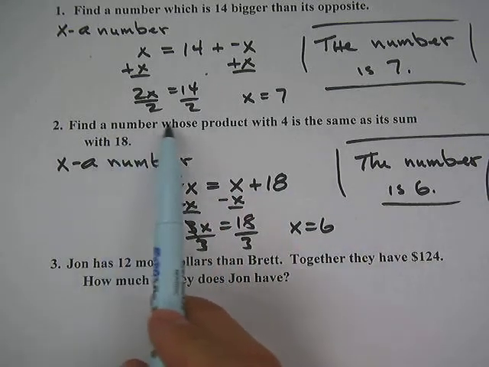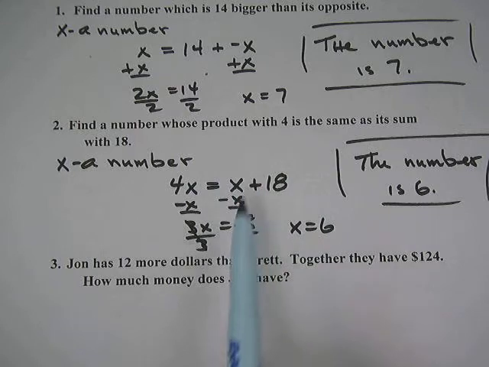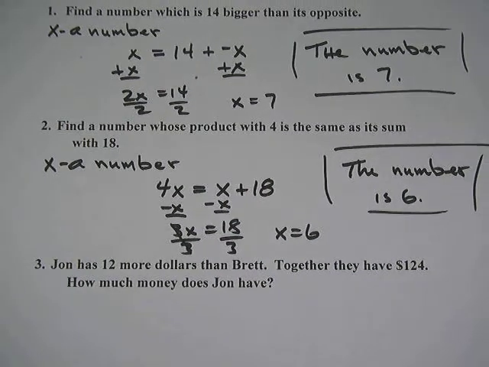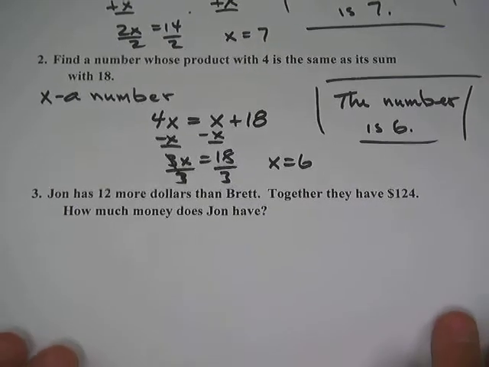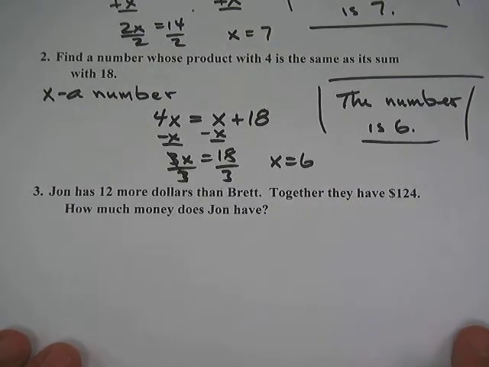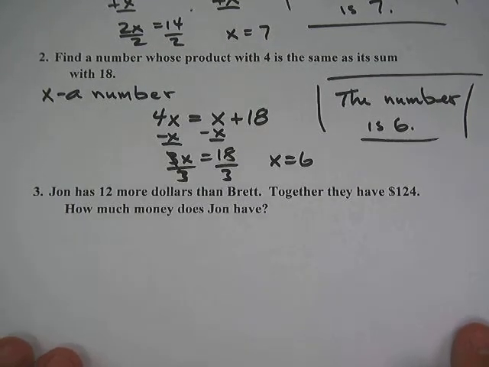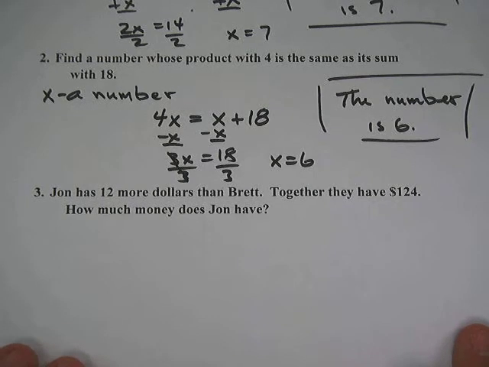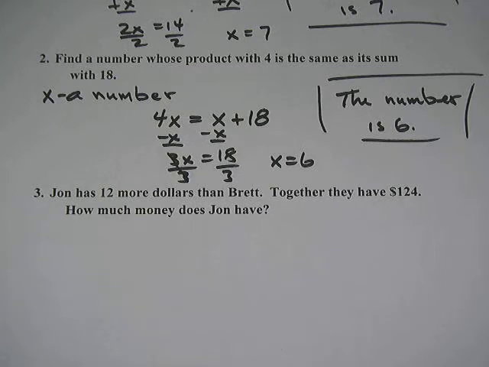Okay, fairly straightforward. The big key is being able to translate, being able to read this English sentence and translate it into mathematical terminology. Okay, so let's read the next one here. It says John has $12 more than Brett. Together, they have $124. How much money does John have?